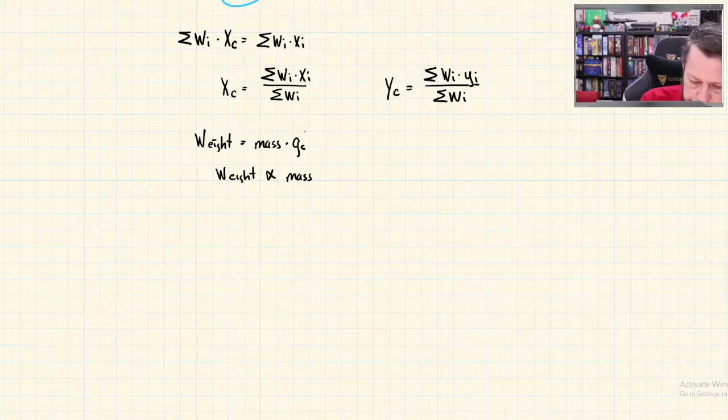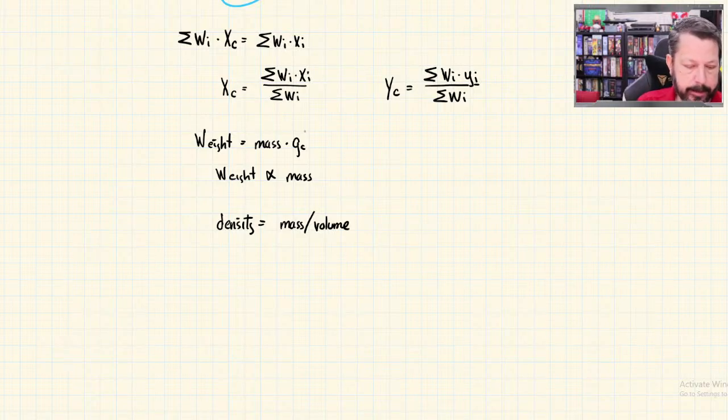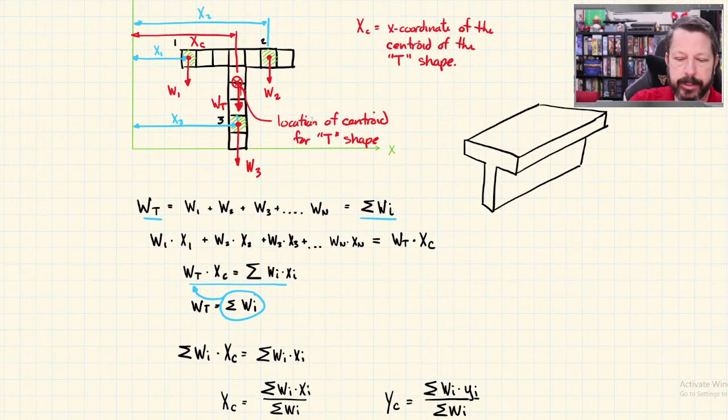We also know that density is equal to mass over volume. And so we can write an equation, density, rho, equals mass over volume, which would be this cross-sectional area. So like if I shaded in all of this, that's the cross-sectional area of that T. So I'm just going to call that A.